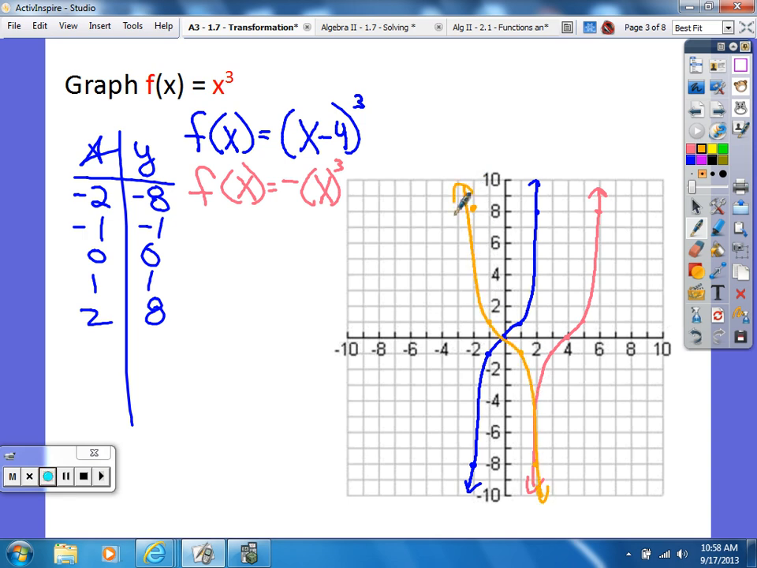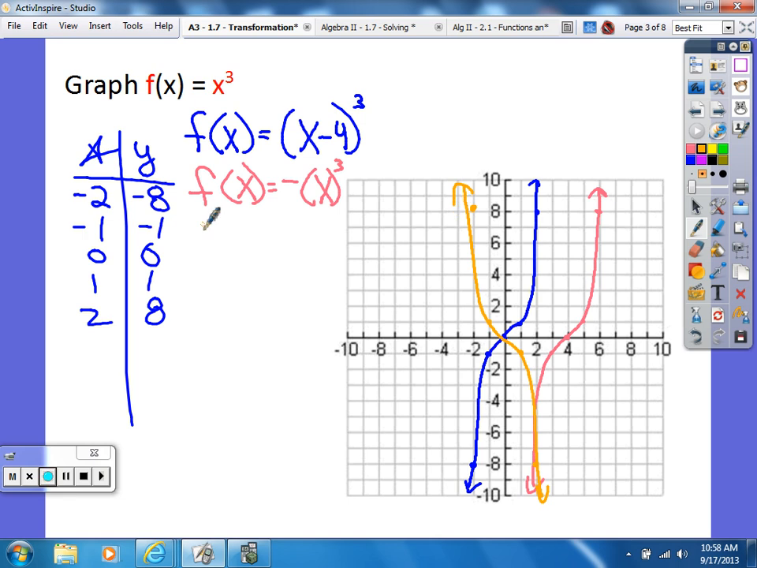Do you notice that I keep using key points to help me do this? I don't just try to move the whole graph, I actually move the key points and then redraw the graph, right? And every time I'm going back to that original graph. I didn't flip the pink graph, I flipped my blue original graph.